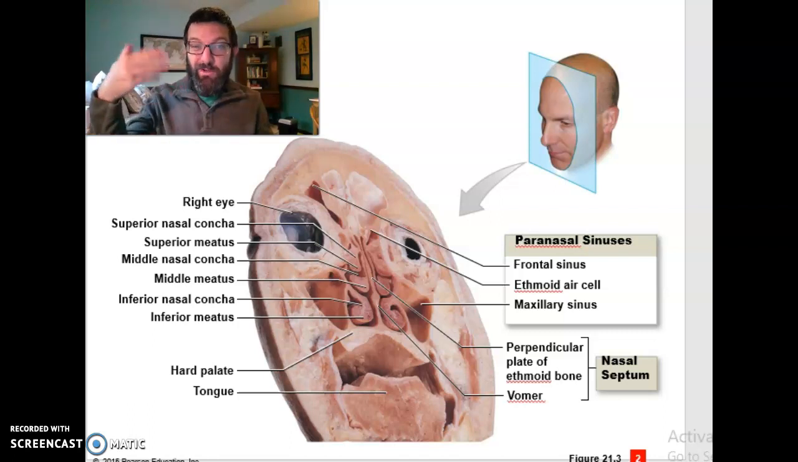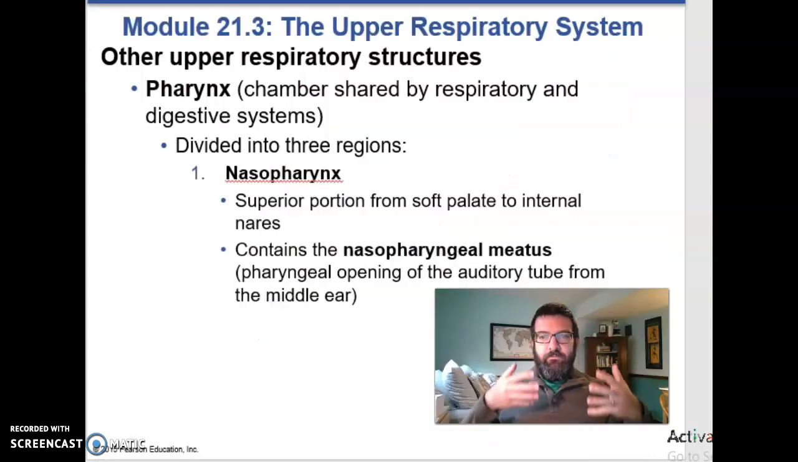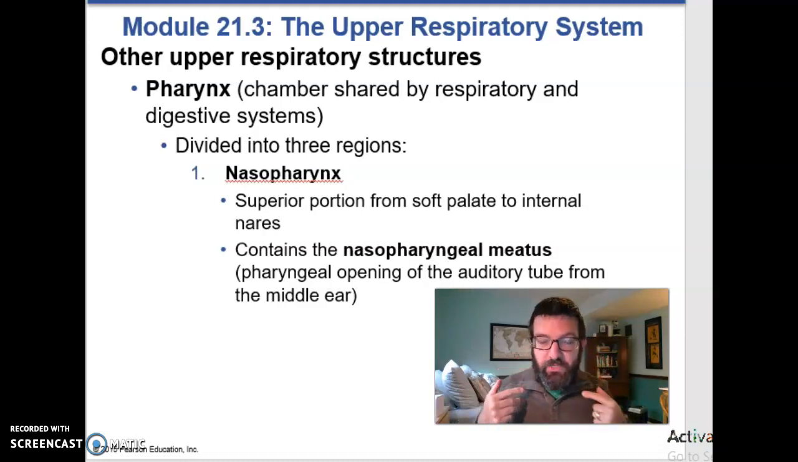Also allows you to smell anything that's in the air, because more of that air is going to swirl and contact your olfactory epithelium. And then that air continues to move back through your nasal cavity into your throat. And the scientific word for throat is pharynx. Not pharynx, pharynx. And you have three main regions of your pharynx.